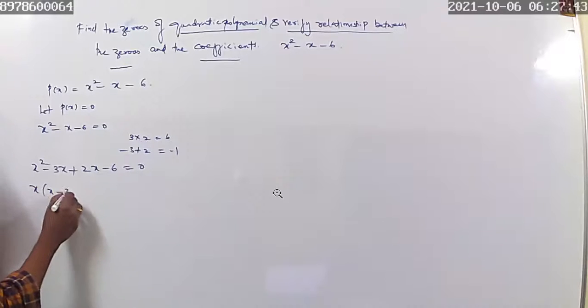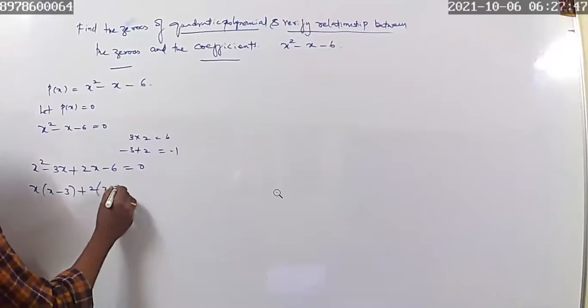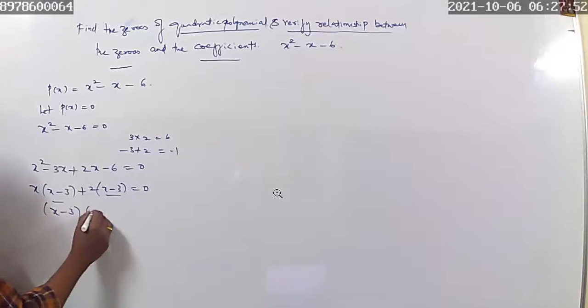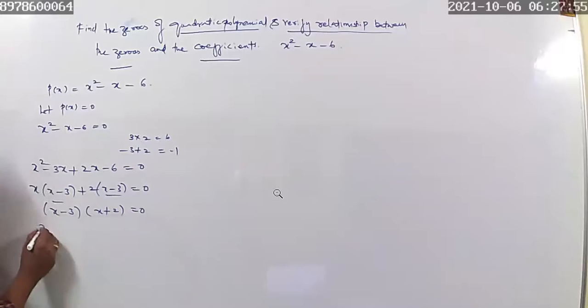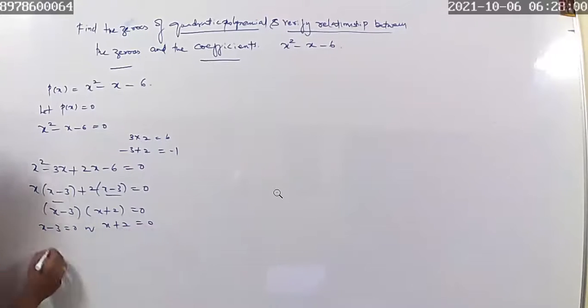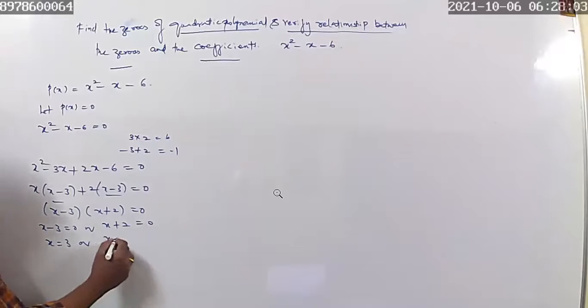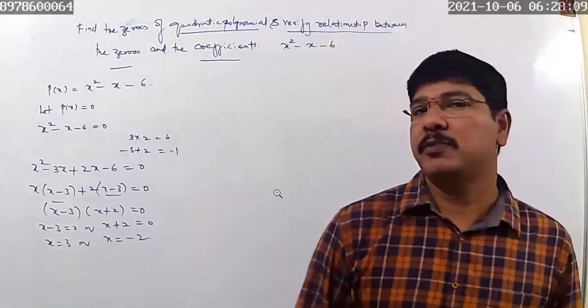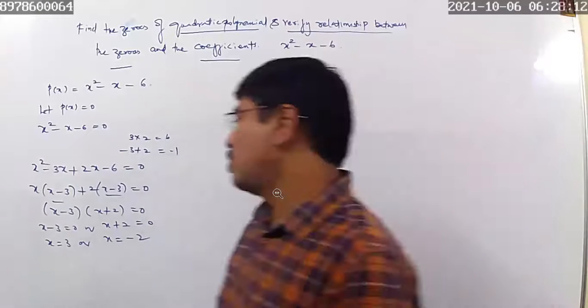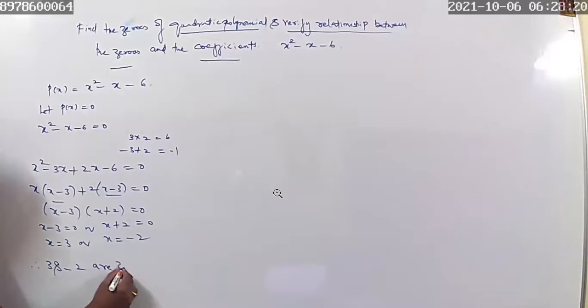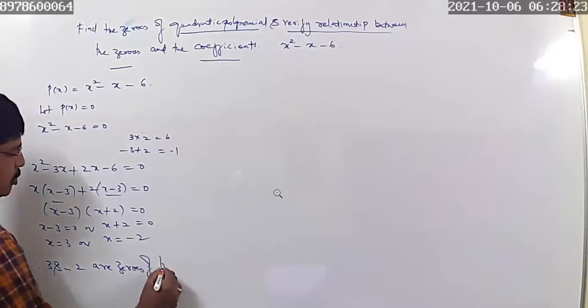X common, again 2 common. So x minus 3, x plus 2. So x minus 3 equal to 0 or x plus 2 equal to 0, x equal to 3 or x equal to minus 2. So first we find the factors using the factorization method. So 3 and minus 2 are the zeros of the polynomial. Therefore 3 and minus 2 are the zeros of the polynomial.